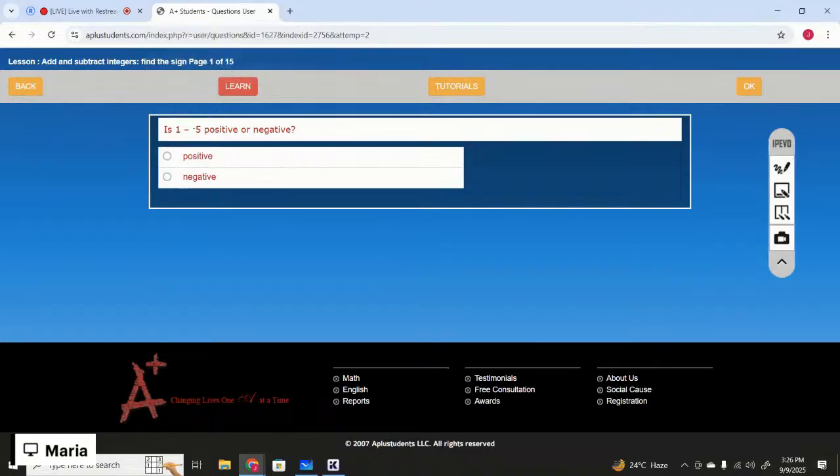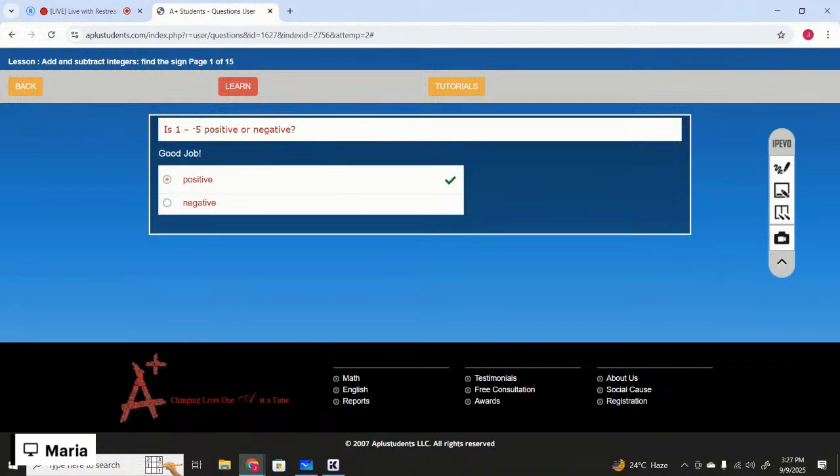Is 1 minus negative 5 positive or negative? It would be positive. Option number 1, because you're subtracting a negative number. Subtracting a negative number is the same as adding.